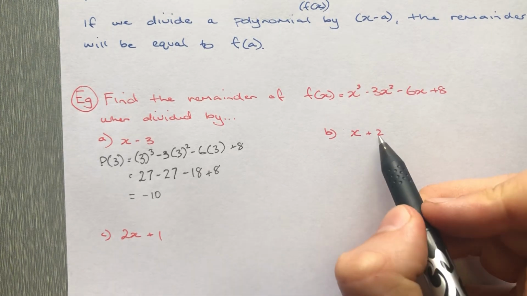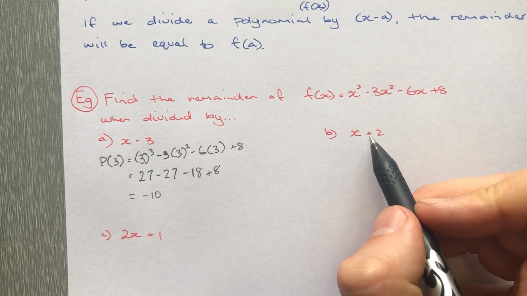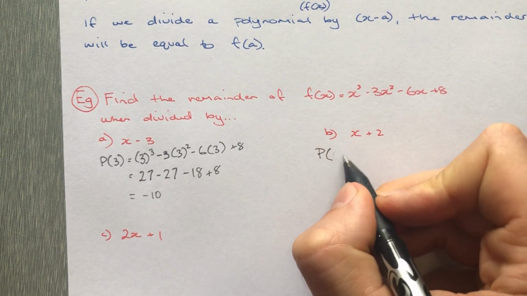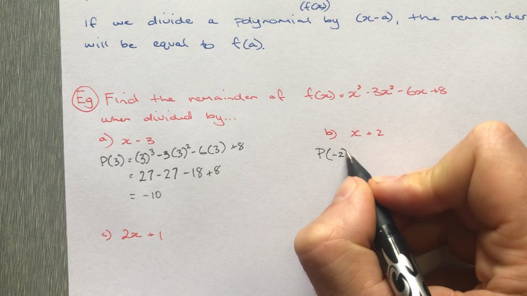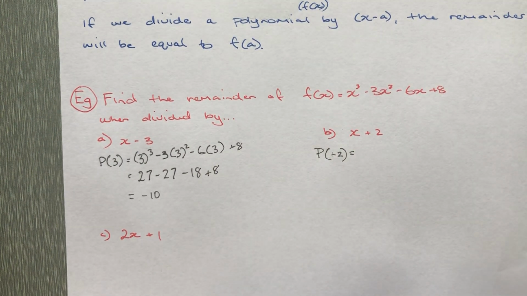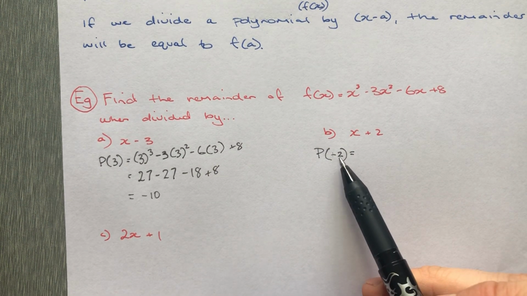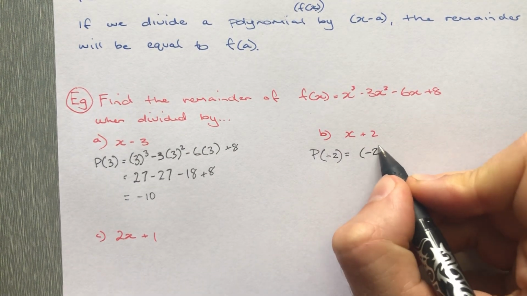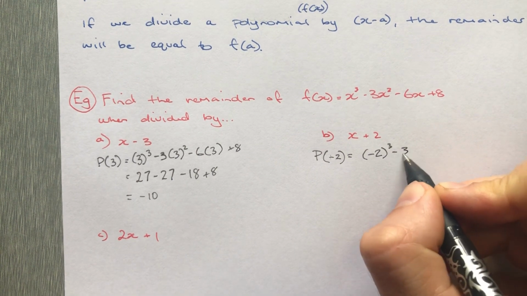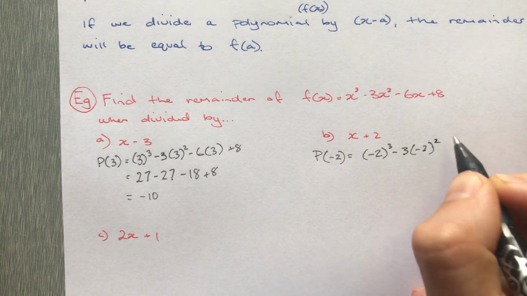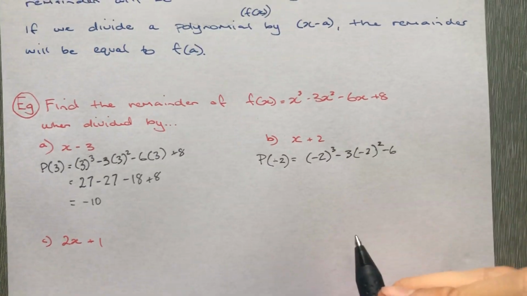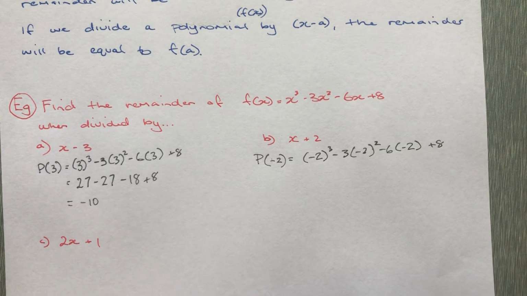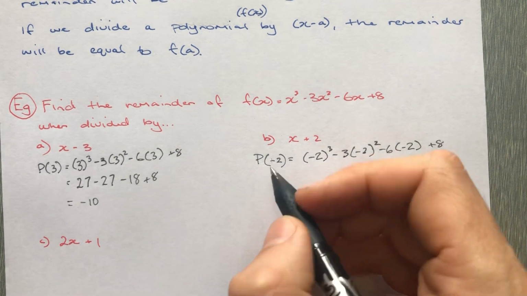Now, instead of substituting in plus 2, again, we need to make sure we're changing that sign around. So we're not going to do plus 2 in here. It's going to change to minus 2. And we're doing the same thing. So let's substitute that minus 2 in where x is for our rule. We've substituted them in. Let's work it out.